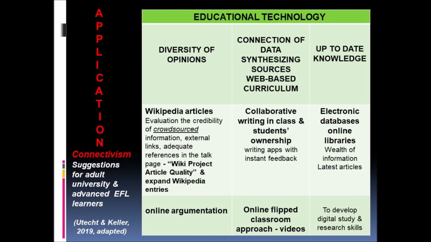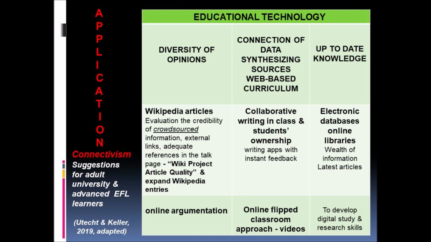So for the principles of diversity of opinions and connection of data, a web-based curriculum, or up-to-date knowledge, activities that could be given to our learners would be Wikipedia articles, especially the evaluation of the reliability of crowdsourced information, the links of a Wikipedia article, the so-called WikiProject article quality. What can also be followed is online argumentation, and collaborative writing in class, so that students can develop their ownership by consulting writing applications which can give instant feedback.